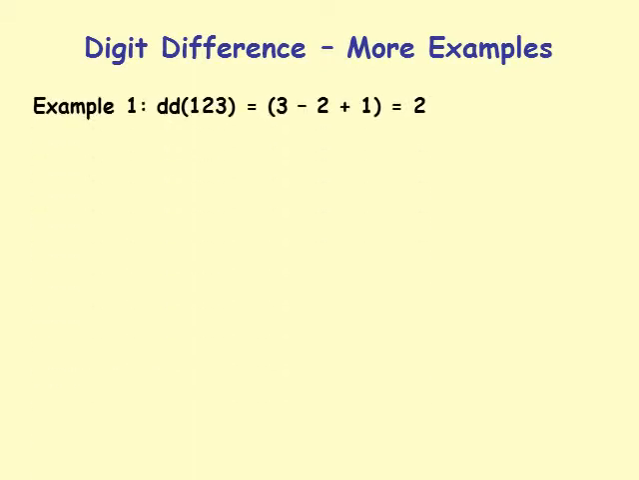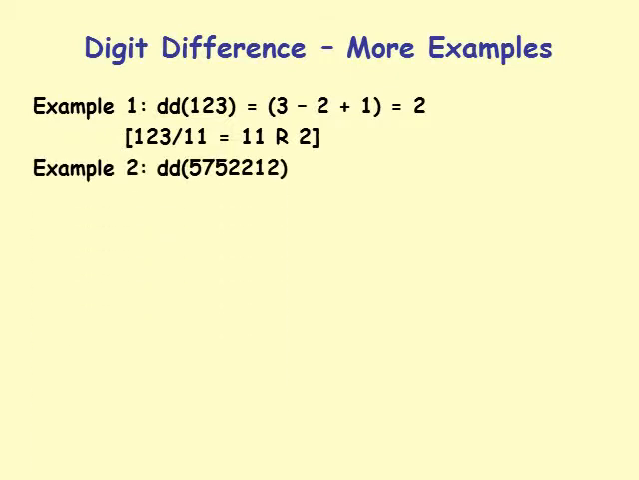Some more examples. Example 1, digit difference of 123. It is 3 plus 1 minus 2. 3 minus 2 plus 1, which is 2. Okay, and if you divide 123 by 11, it's 11 remainder 2. So this digit difference still matches with 2 in this example also. It still verifies that our assumption that digit difference is equal to the remainder when a number is divided by 11 still holds. Okay, it's still verified.